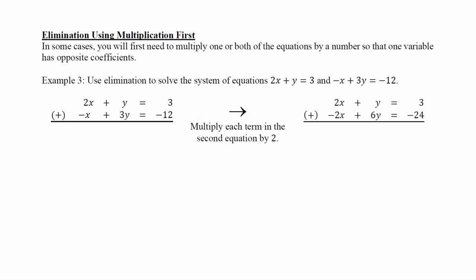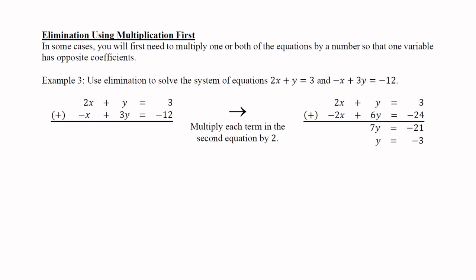This gives us 2x and negative 2x, which can cancel. Our y's add together to give us 7y, and then 3 plus negative 24, or 3 minus 24, gives us negative 21. Divide each side by 7, and you get y equals negative 3.